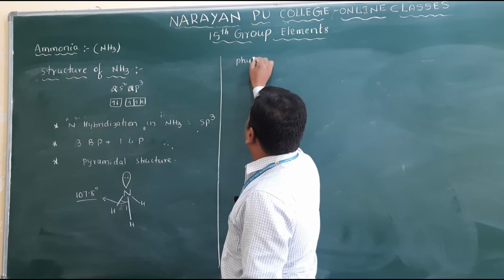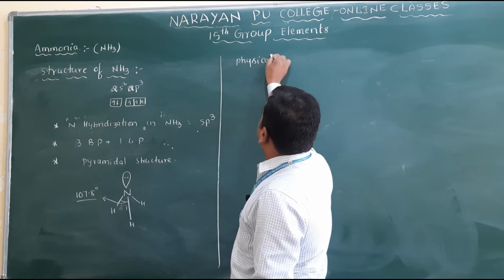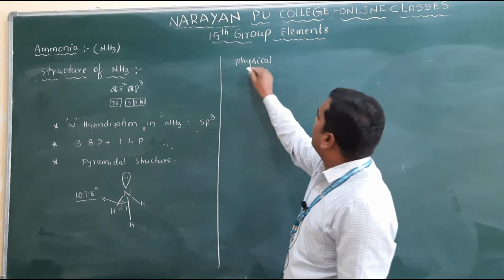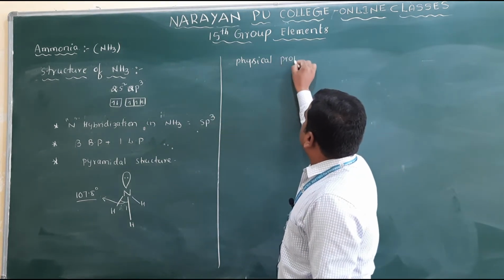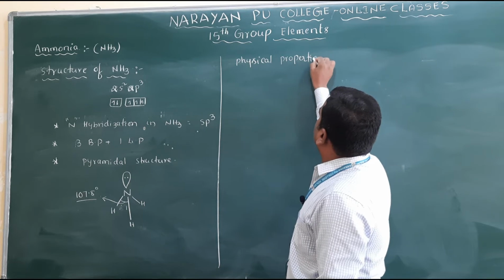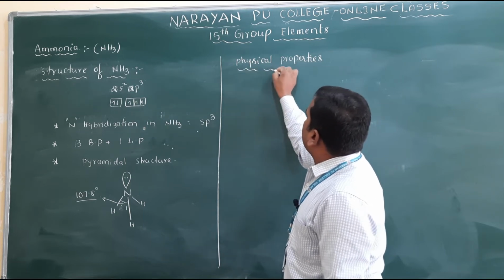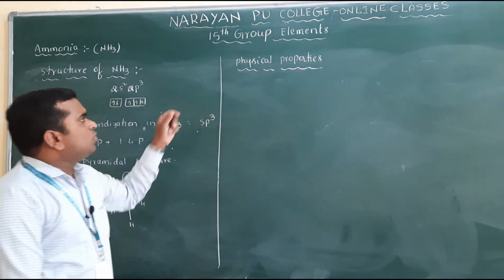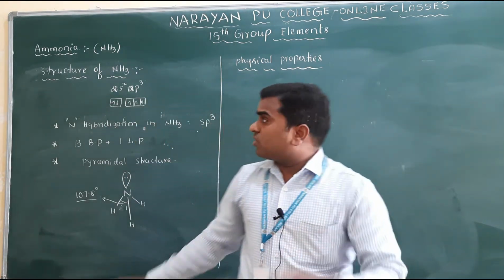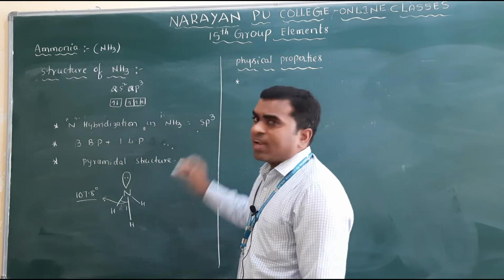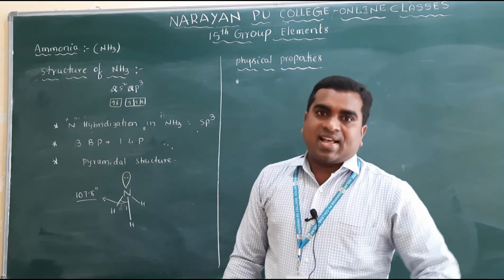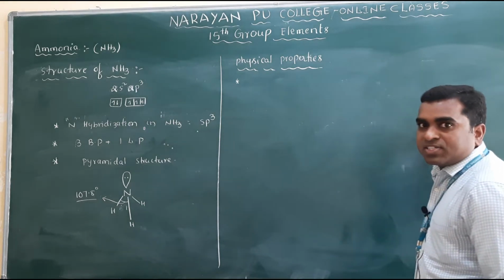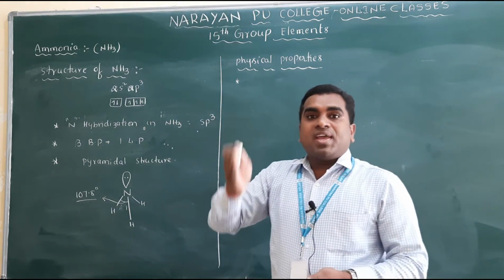Same as we discussed for dinitrogen: first preparation, then physical properties, but here structure has come. Physical properties. We have 4 or 5 physical properties, and we will discuss them one by one. So you know that nitrogen is a source, and ammonia is a colorless gas. I already mentioned ammonia gas in the previous preparations.